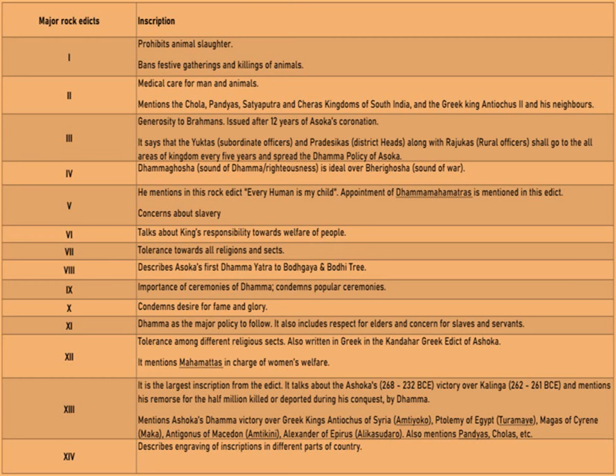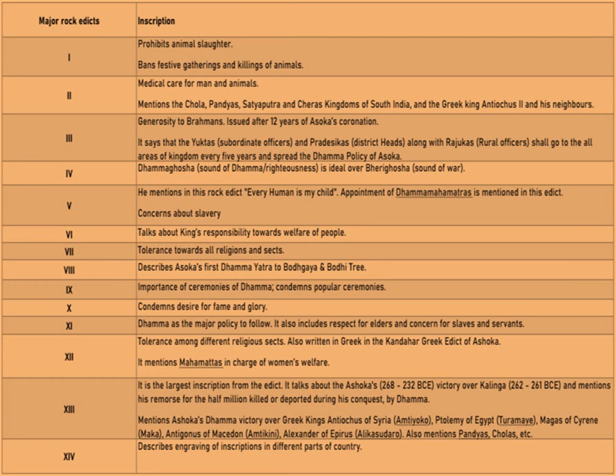Number 2, medical care for man and animals, mentions the Cholas, Pandyas, Satyaputra and Chera kingdoms of South India and the Greek king Antiochus II and his neighbors. Rock Edict 3 shows generosity to Brahmanas, issued after 12 years of Ashok's coronation. It says that Yuktas, who are subordinate officers, and Pradeshikas, who are district heads, along with Rajukas, who are rural officers, shall go to all areas of the kingdom every 5 years and spread the policy of Ashok.